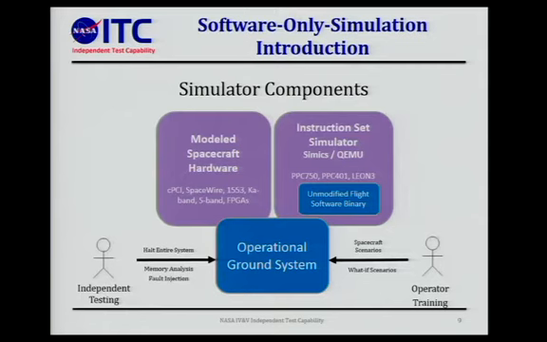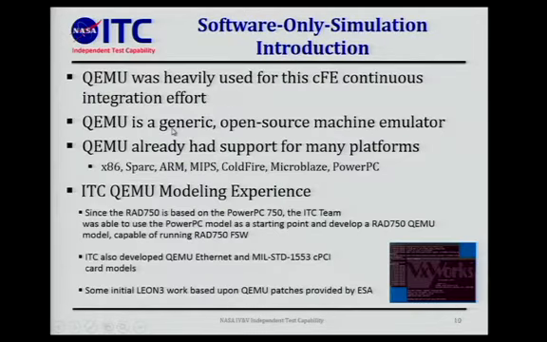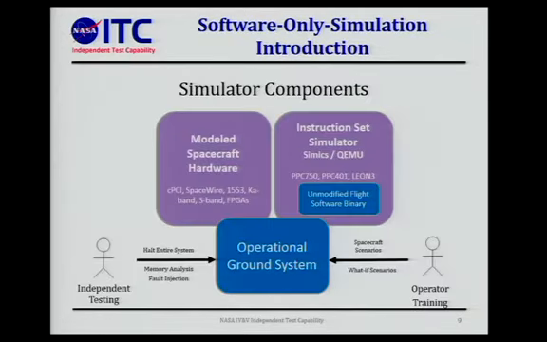So what are the components of one of our simulators? On the left, a typical C&DH system. A typical C&DH system has hardware, maybe a compact PCI chassis, SpaceWire, 1553, Ka band, S band, FPGAs, any that you will find on any typical spacecraft. We model that hardware.